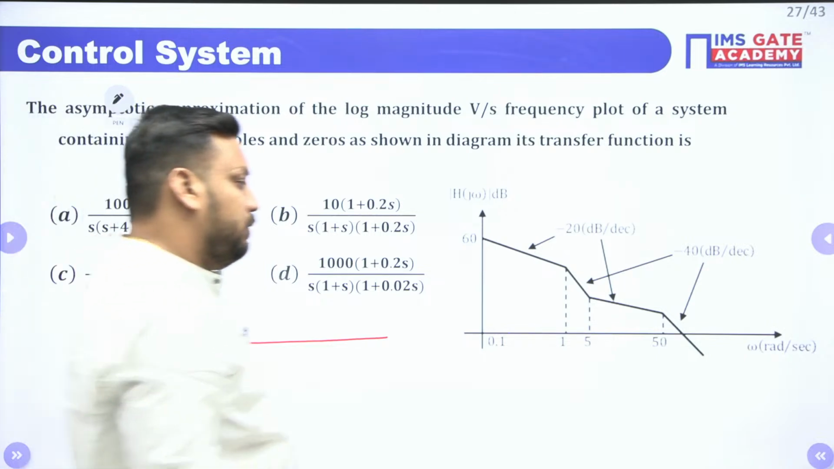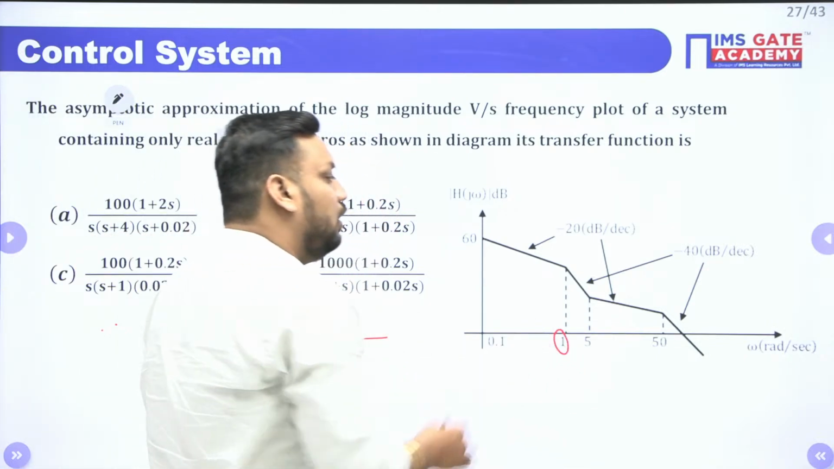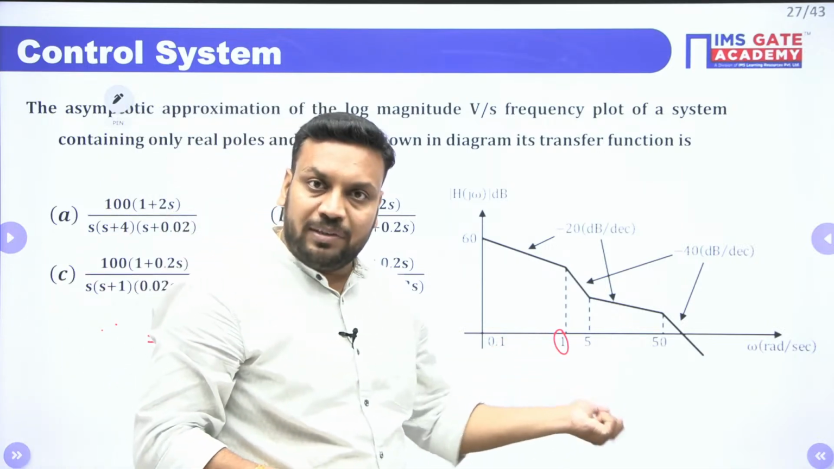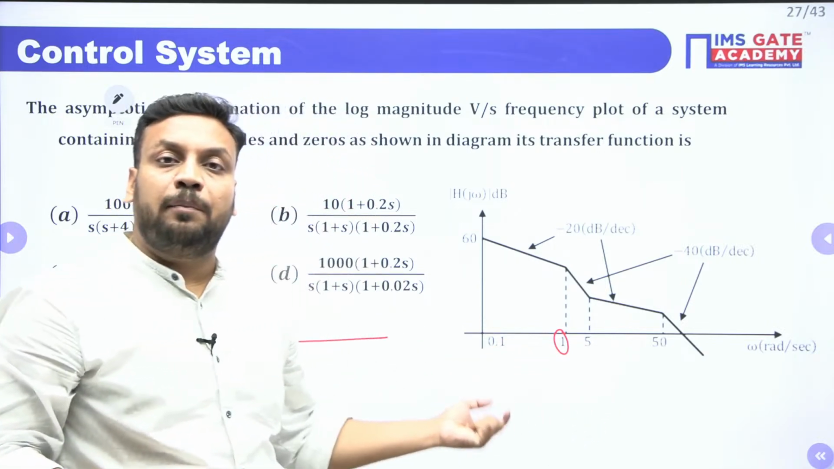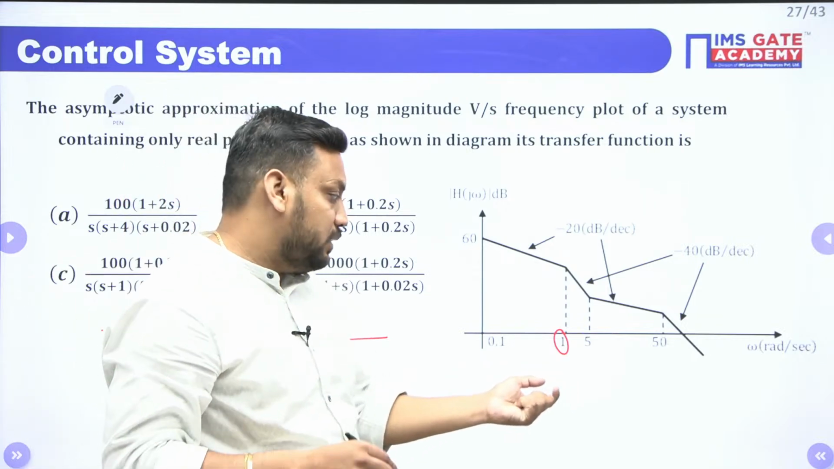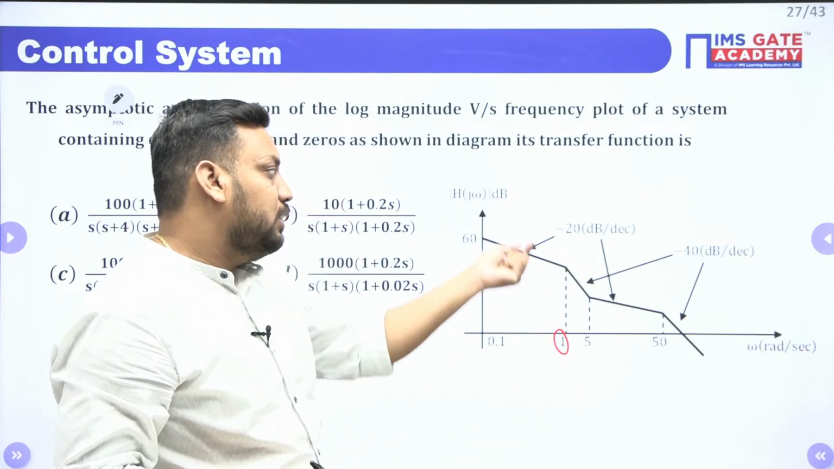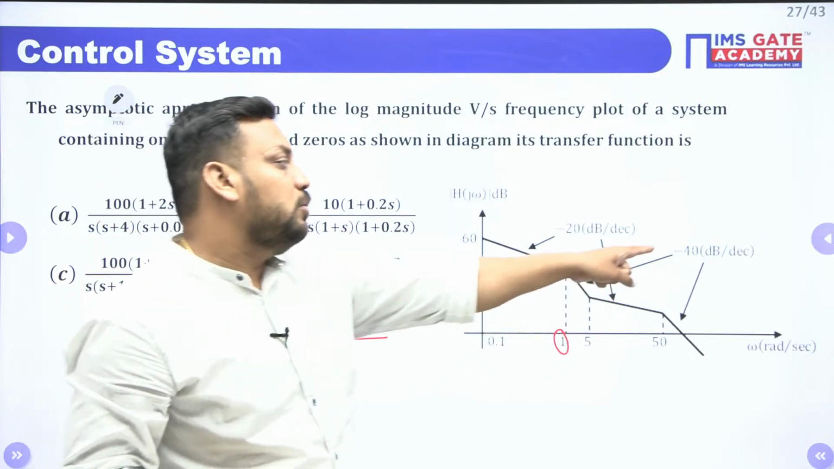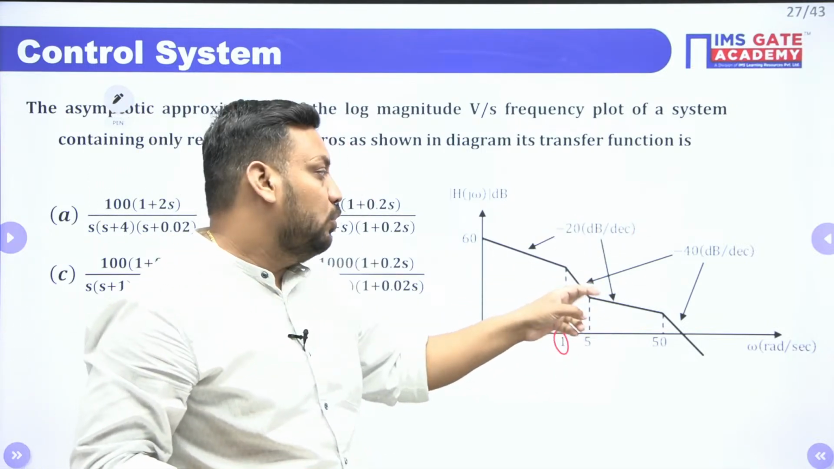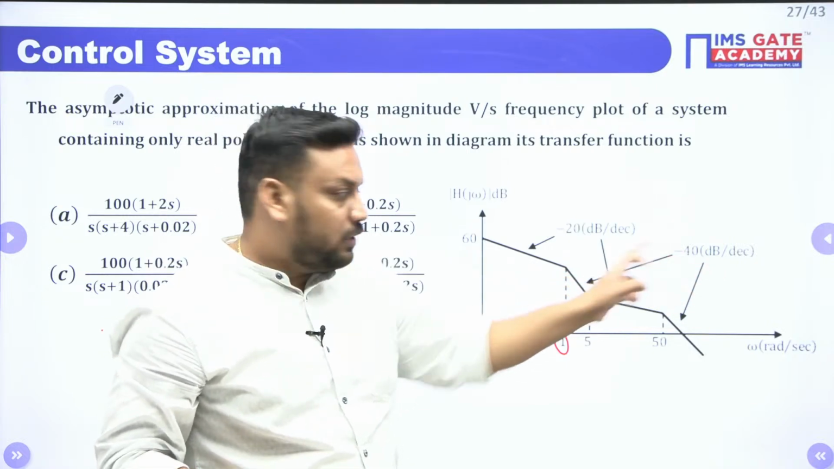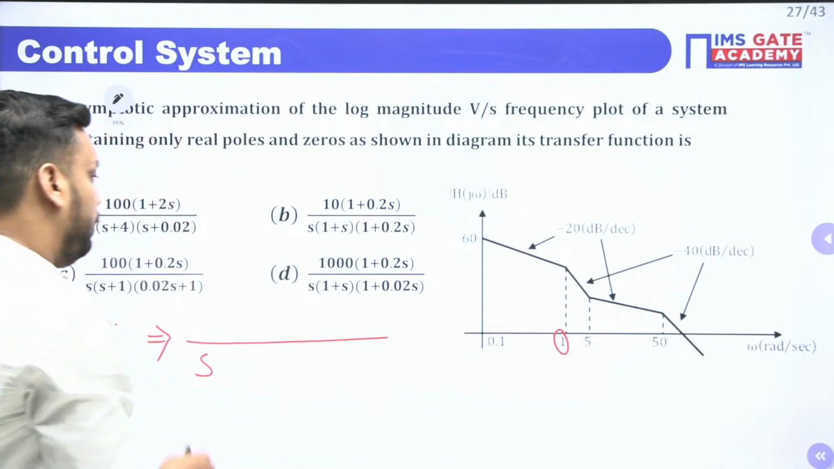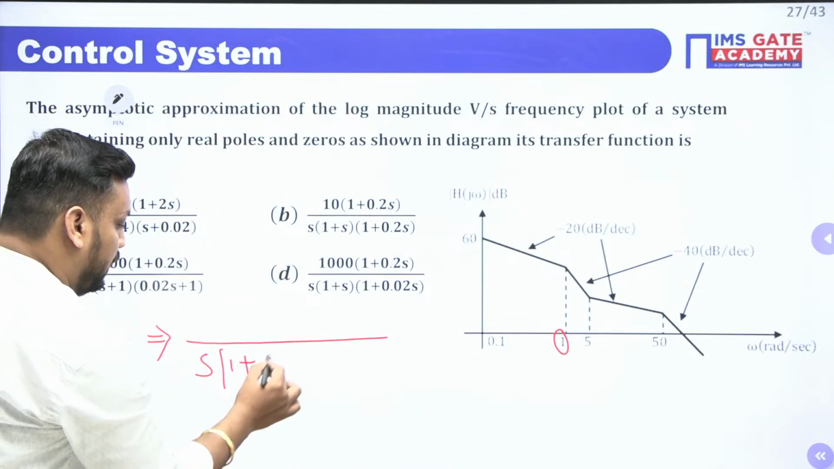After that, guys, once the corner frequency 1 comes, there will be a change in slope. The frequency at which the change in slope occurs in the Bode magnitude plot is called the corner frequency. So omega equal to 1 is a corner frequency, and the slope before it is -20. At this corner frequency, there will be a contribution of one more -20 because the next slope is -40. It means one more pole occurs at 1. It means you should write 1 plus S by 1.